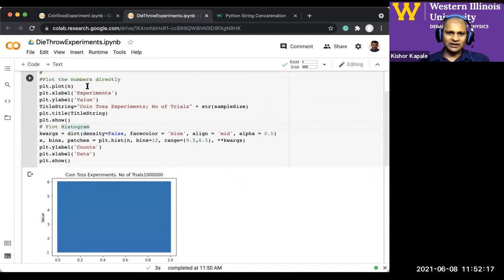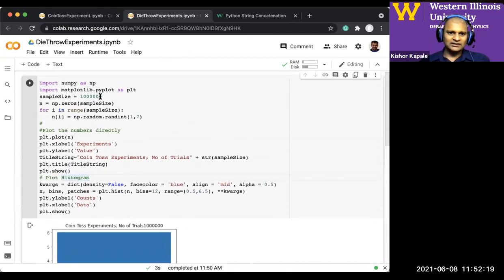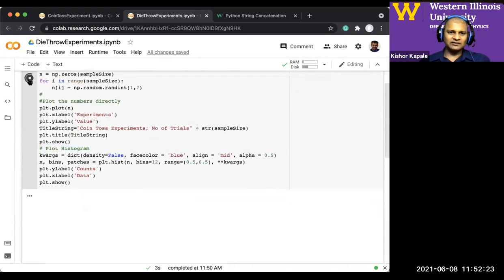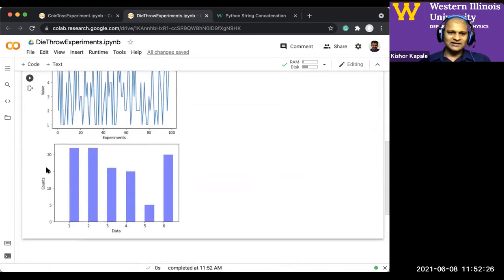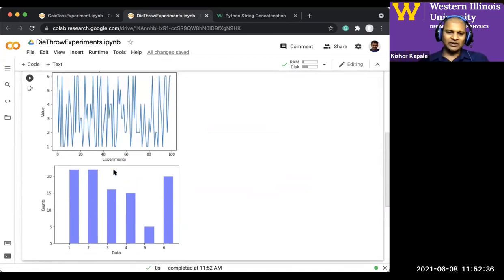So let's also make that number smaller. Let's make it maybe 100, and let's run this. I made density equal to false. It tells me out of 100, I got maybe 22 ones, 22 twos, and maybe 16 threes, and so on. So it gives the actual count versus a scaled number.